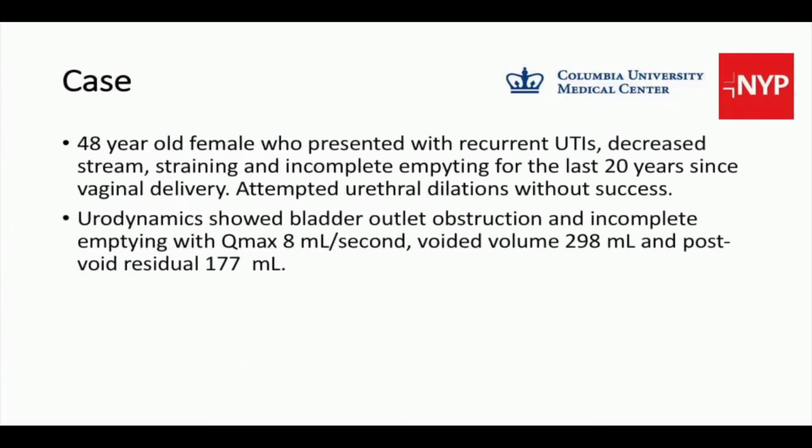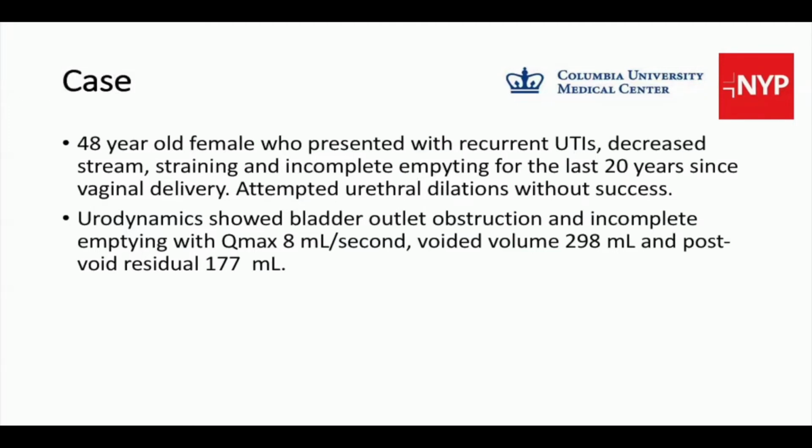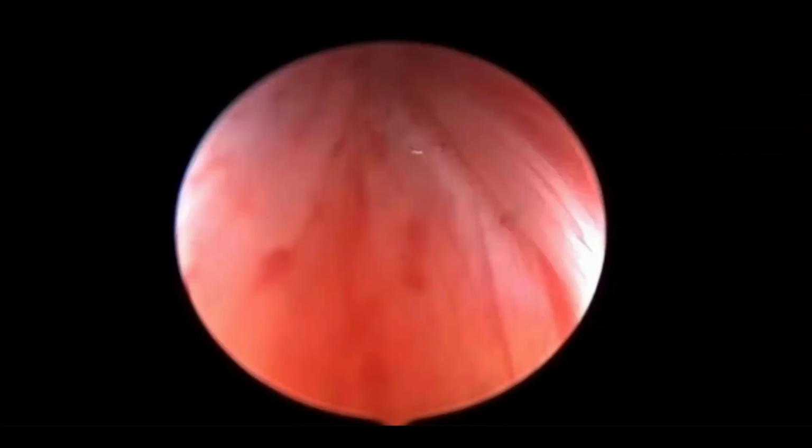This patient is an otherwise healthy 48-year-old female who presented with recurrent UTIs, decreased stream, straining, and incomplete emptying. The problem began after a vaginal delivery 20 years ago. She was found to have extensive urethral stricture disease and previously had undergone multiple urethral dilations, which failed and left the patient very frustrated. Preoperative urodynamics showed bladder outlet obstruction and incomplete emptying.